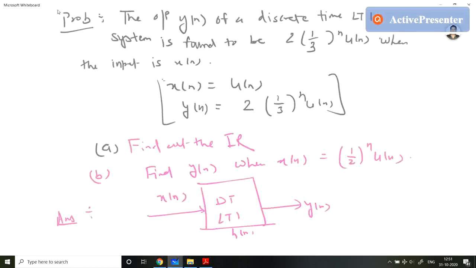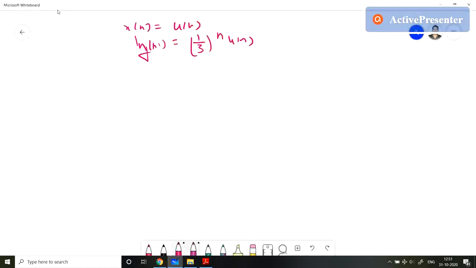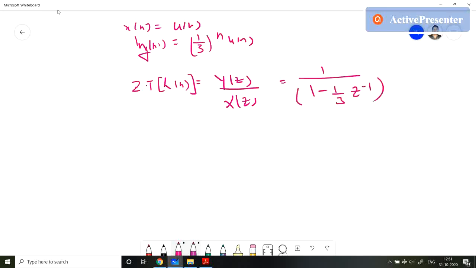Okay, so yn is given and xn is given. In this type of system we need to find hn, and for finding hn, it is better to take the z transform. So the z transform of hn is Y(z) divided by X(z). Y(z) is 1 divided by 1 minus 1 by 3 z inverse, and X(z) is 1 divided by 1 minus z inverse. So this is our H(z).